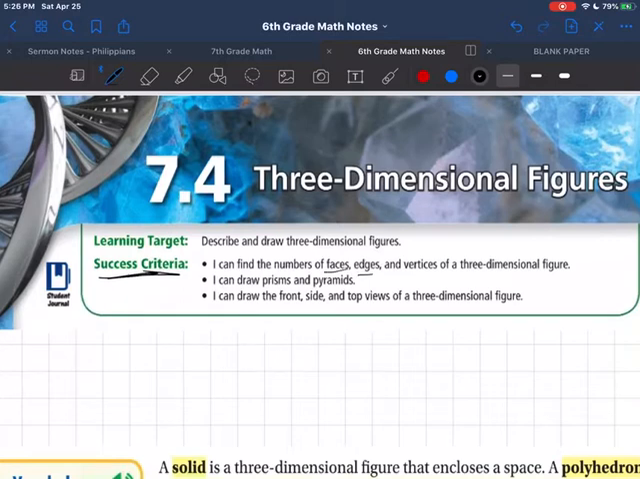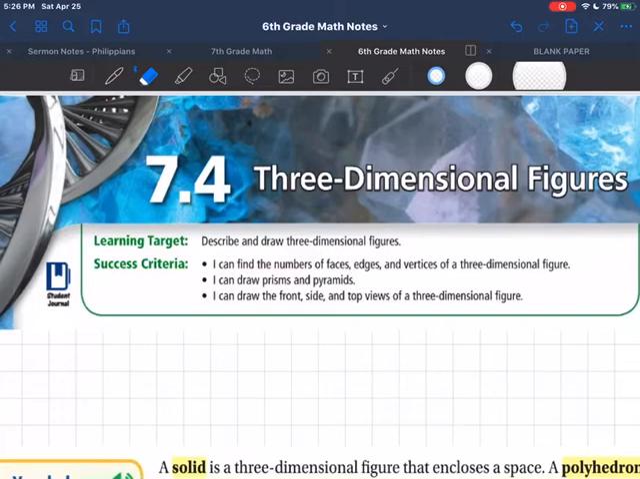Find faces, edges, vertices. So we're going to learn those words. You want to be able to draw prisms and pyramids. Maybe I'll learn something here because sometimes I'm not great at drawing all of the prisms and pyramids perfectly. I'm better this year than last year. Also front, side, top views of three-dimensional figures. It really is going to help you through this chapter to understand how these three-dimensional figures work.